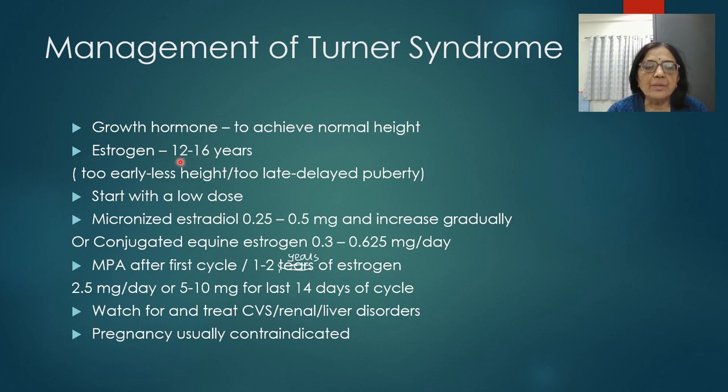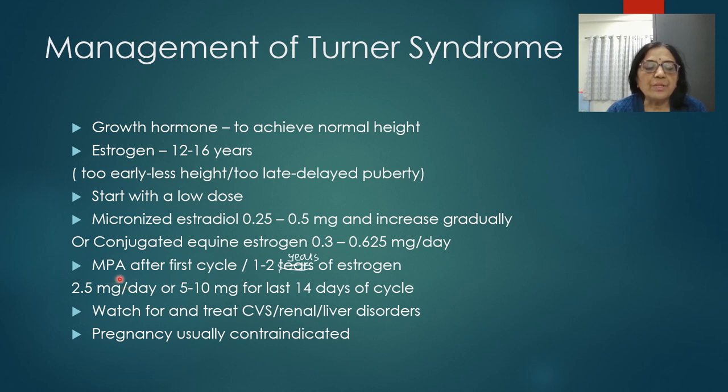So it is usually recommended that it should be individualized in each case, but the usual duration to start estrogen is 12 to 16 years. Always the starting dose should be the lowest possible. Micronized estradiol can be given 0.25 or 0.5 milligram, and then it should be increased gradually. Or conjugated equine estrogen 0.3 to 0.625 milligram per day. That is the initial dose, and then every 3-4 months the dose is gradually increased till the dose stabilizes at the end of 2 to 3 years, when the secondary sex character development is sufficient.